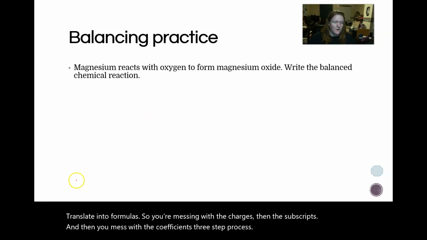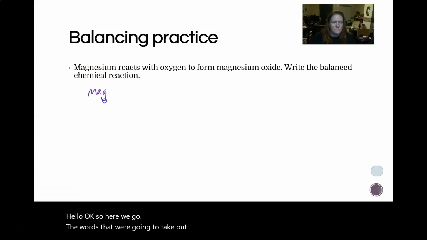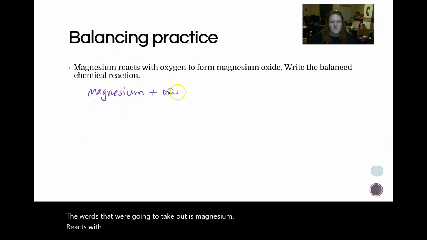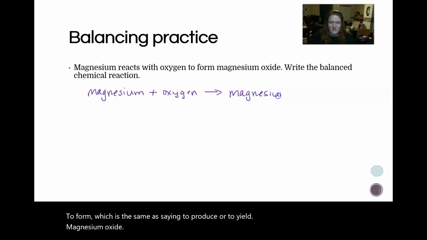Okay, so here we go. The words that we're going to take out is magnesium reacts with oxygen to form, which is the same as saying to produce or to yield, magnesium oxide. Okay, so now we're going to translate.